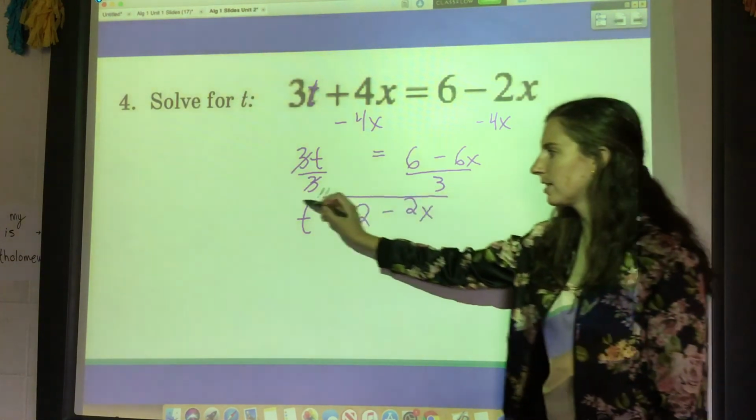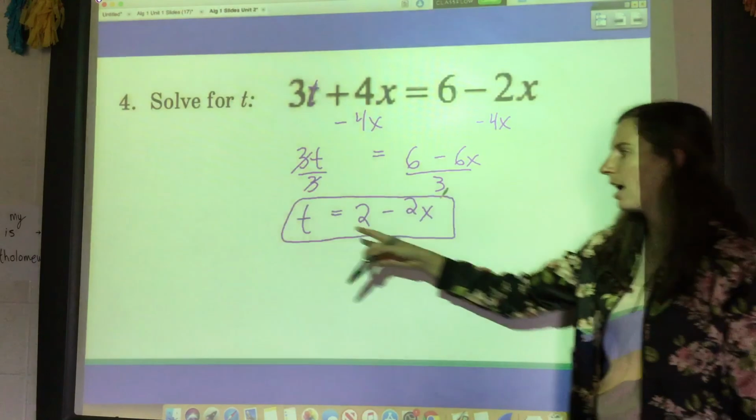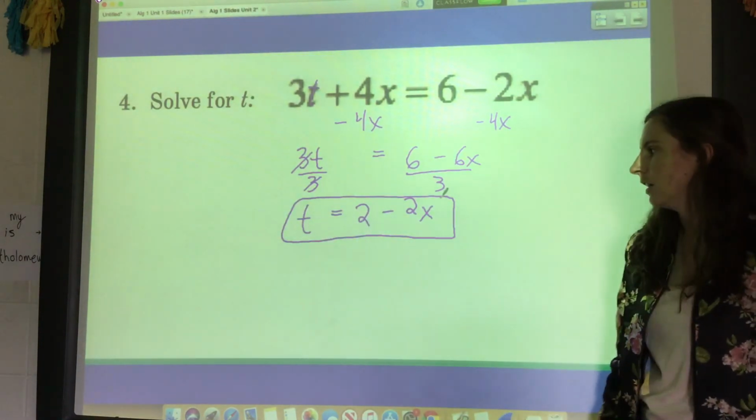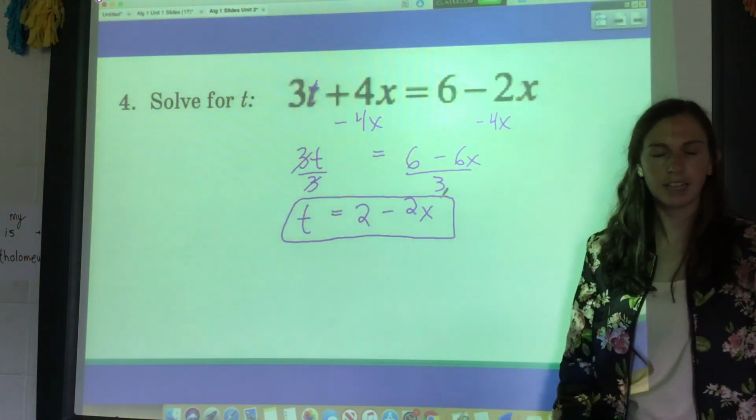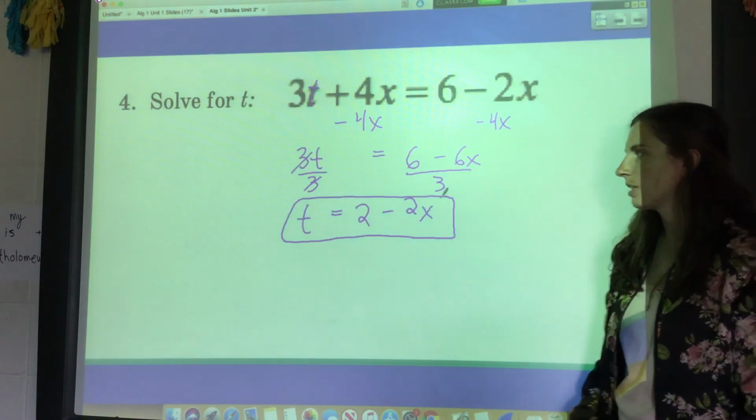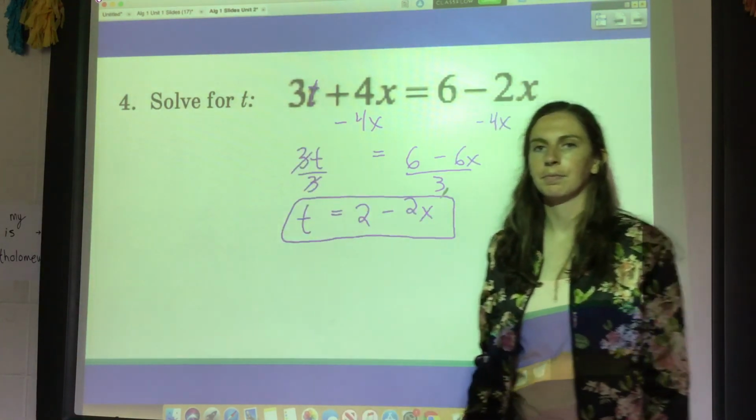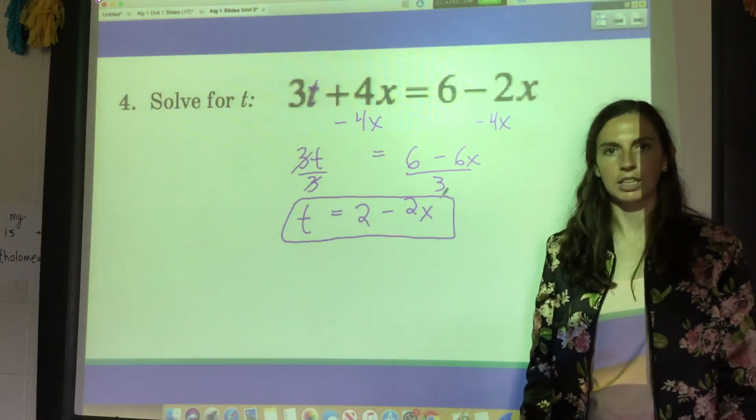And that's my answer because I have t by itself. Notice that there were some x's left in the answer, and that's okay because it just asked me to solve for t. So there's nothing I can do about the x, it's just going to have to hang out there.